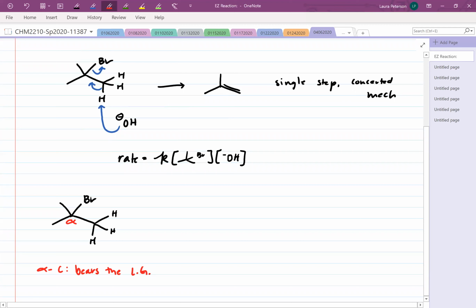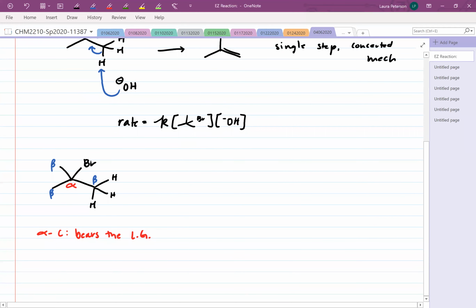Okay, and any carbon that is attached to the alpha carbon is called the beta carbon. So we have 3 beta carbons. A beta carbon is attached to the alpha carbon. And then any hydrogen that's attached to a beta carbon is a beta hydrogen. So a beta hydrogen is attached to a beta carbon. So these would all be beta hydrogens.